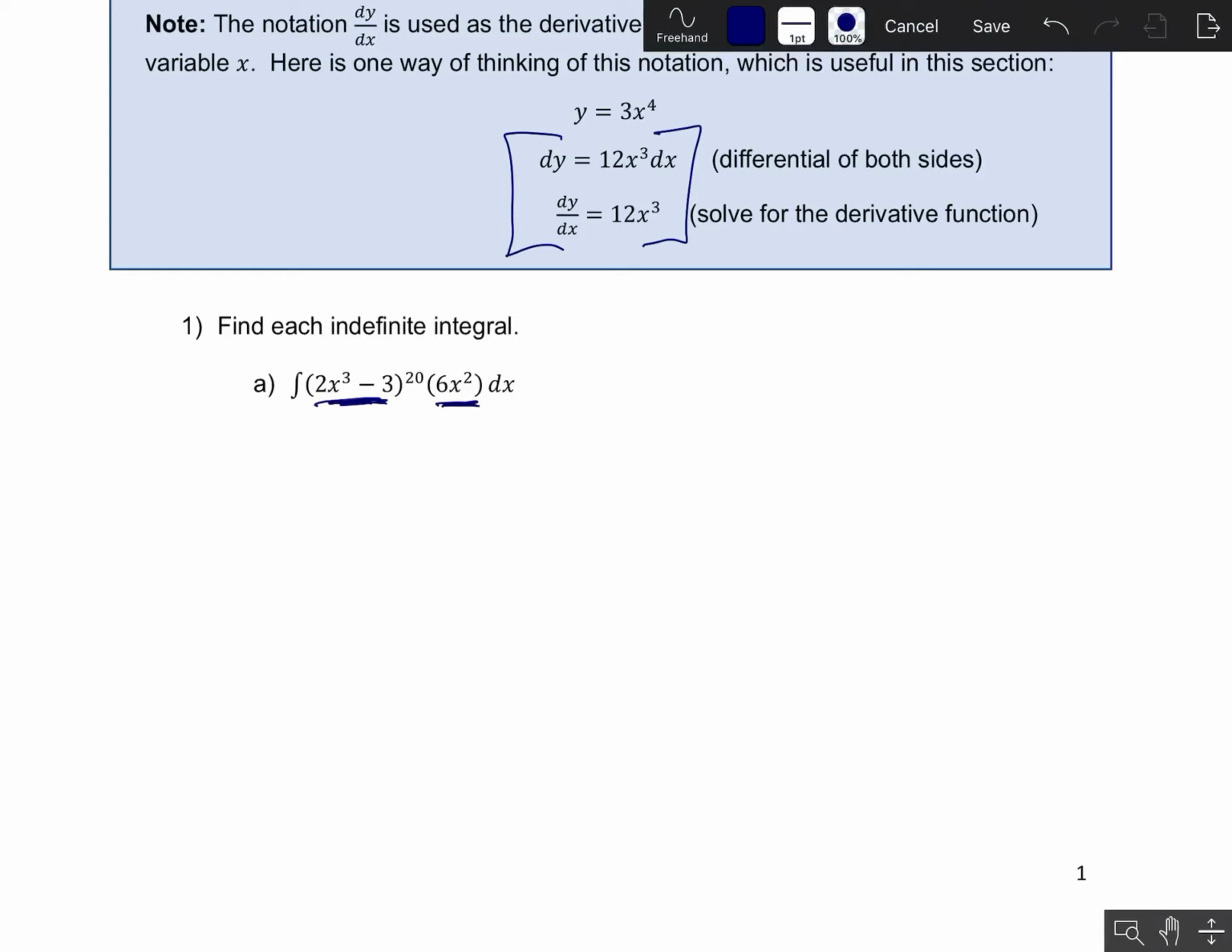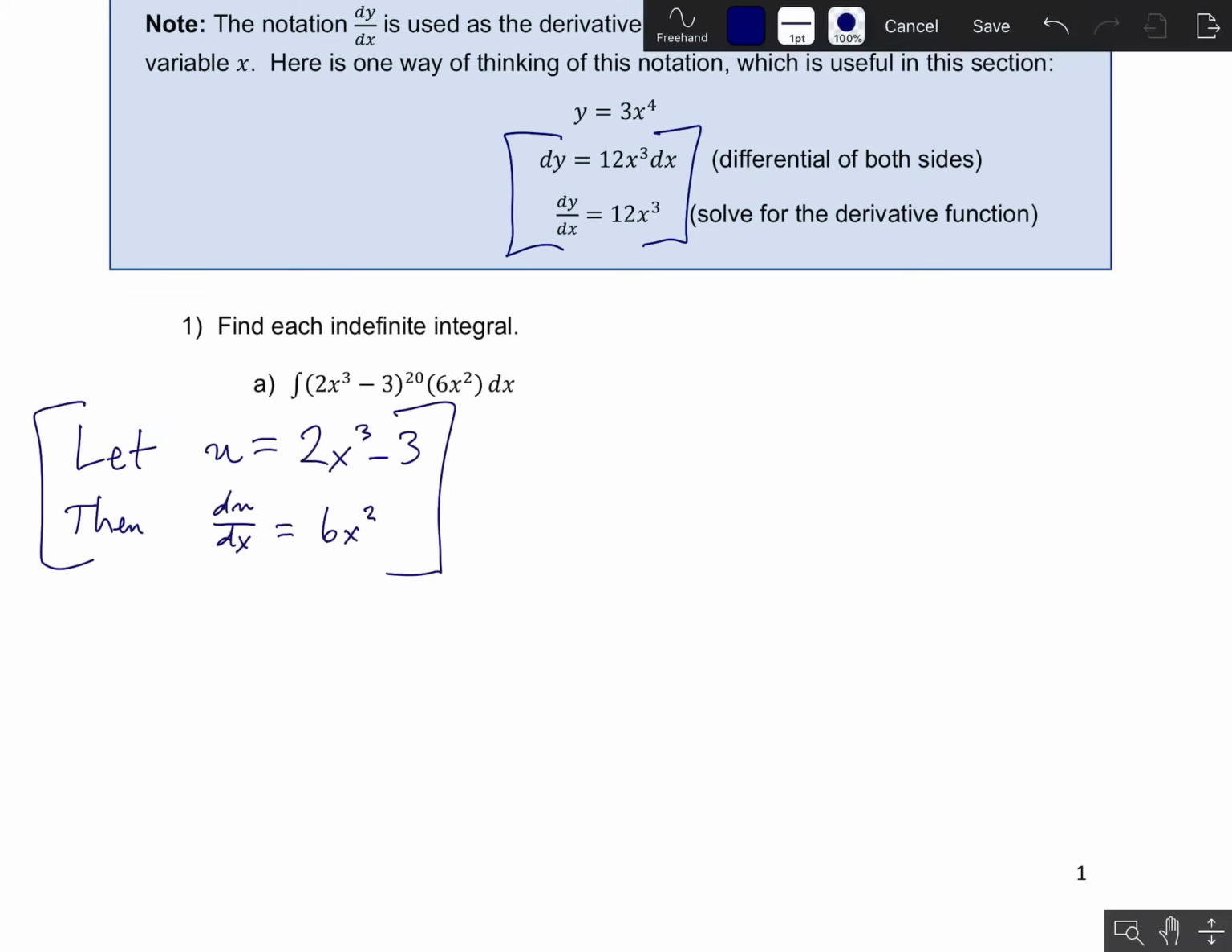Because remember that what we're trying to do is sort of invert the chain rule, and therefore we're looking for g of x and its derivative. So we found g of x, the inside function here, and we found its derivative sitting around on the outside. So I'm going to let u equal that inside function, 2x cubed minus 3. And what that means is that du dx is equal to 6x squared.